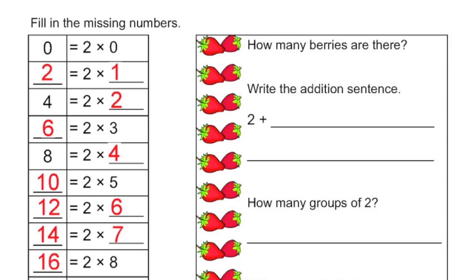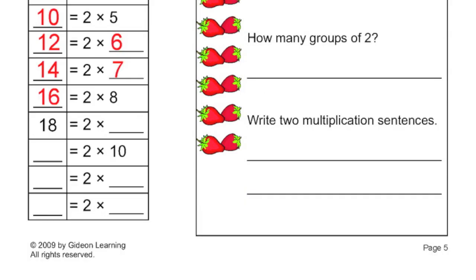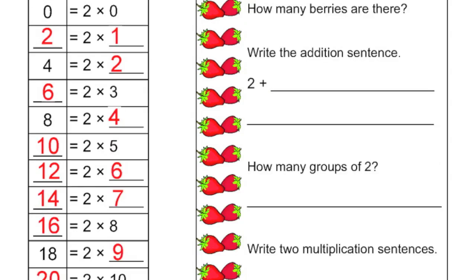So 2 times 8 is equal to 16. 18 is equal to 2 times 9. 2 times 10 is equal to 20. So then you have 2 times 11, which is 22, and 2 times 12, which is 24. So let's go ahead and finish the problem on the right.